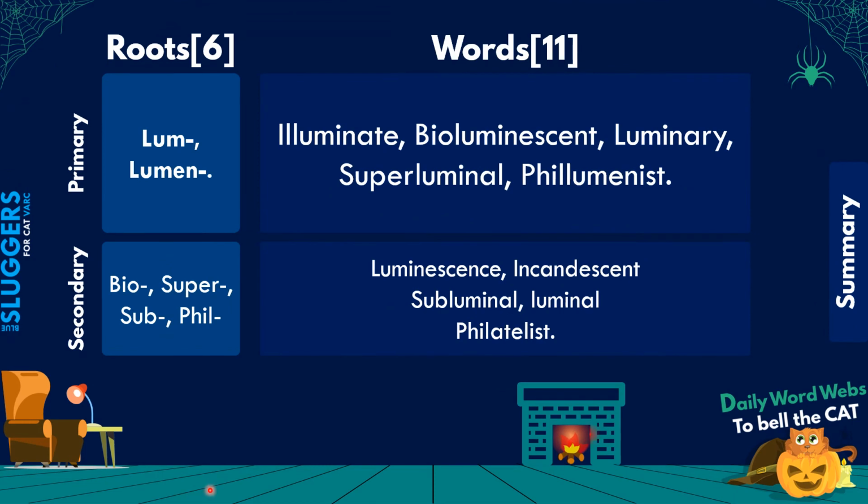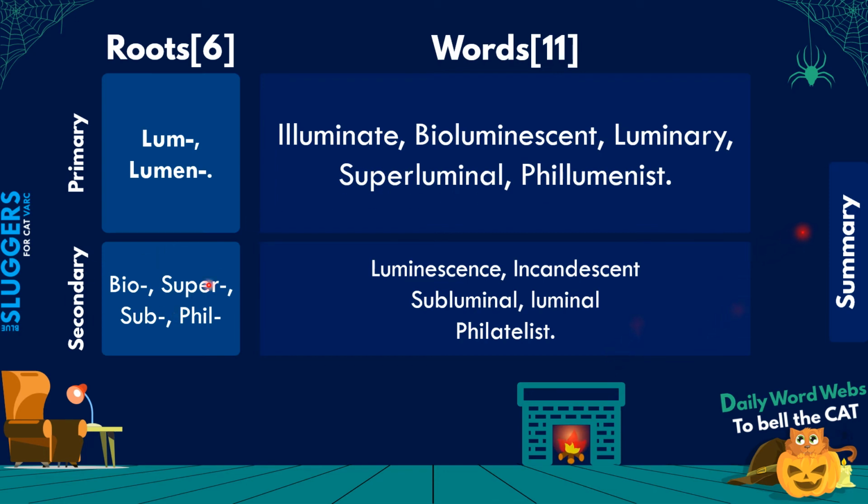Coming to the last slide, the summary. Let's see what we learned here. The roots that we directly learned about were lum and lumen, and the words that we directly learned were illuminate, bioluminescent, luminary, superluminal, and fluminist.